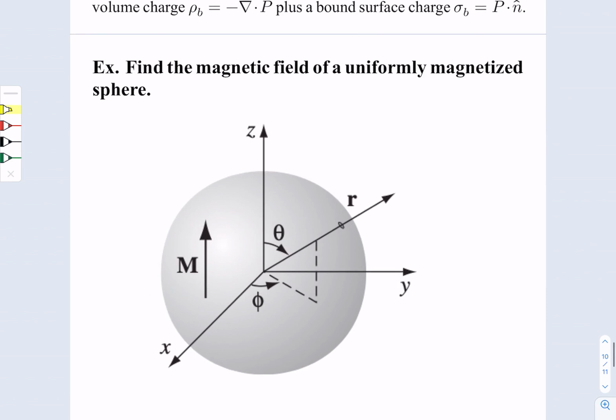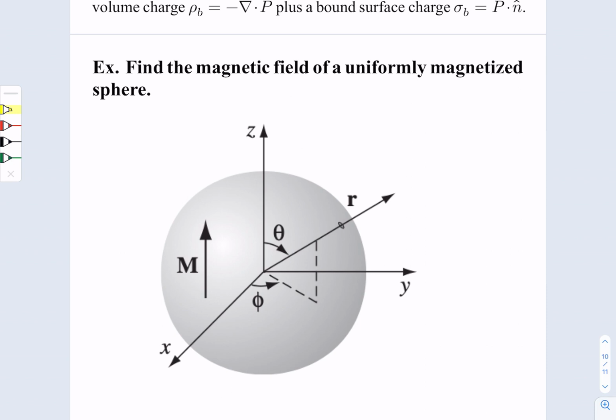So here, let's try to find an example. The example here is to find the magnetic field of a uniformly magnetized sphere.